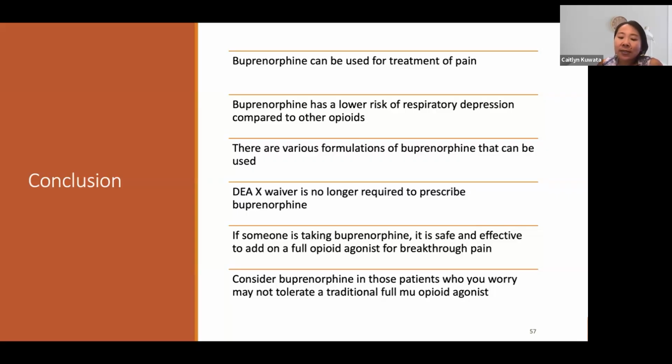And really just, again, consider those patients for buprenorphine who you worry may not tolerate a traditional full mu opioid agonist, right? The people who have ESRD, the people who are at risk for respiratory depression because of either comorbidities or other medications they're using, or those who have had problems with hyperalgesia. So it can be, again, another tool in your toolbox whenever you're considering using an opioid. And that's all I have.